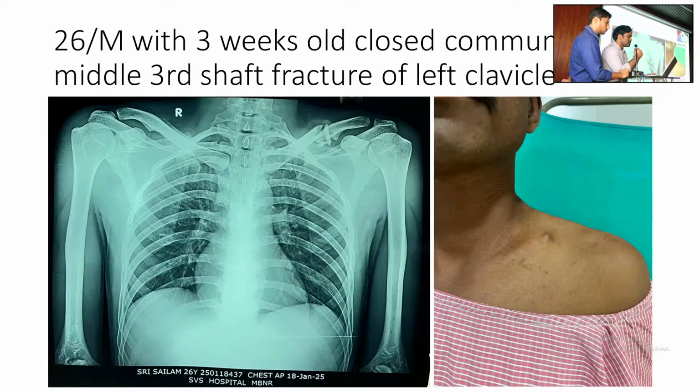A 26-year-old male with 3 weeks old closed comminuted middle third shaft fracture of left clavicle. It's group A, Allman classification, and a vertical fragment was present, sir. It impinged, sir. Behind the clavicle, brachial plexus and subclavian artery are also present, sir.